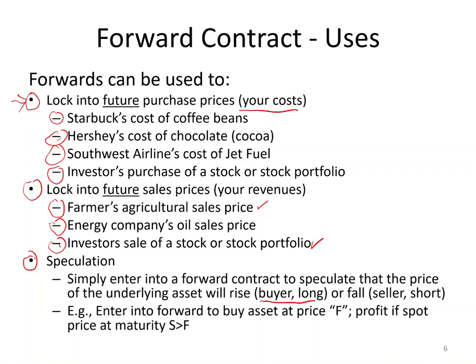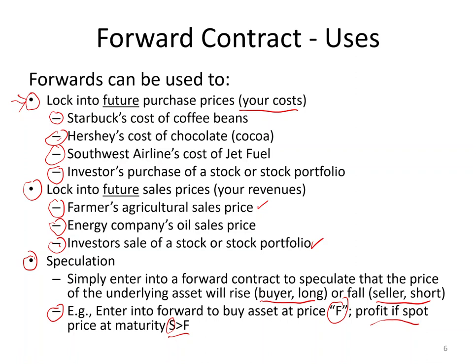Or if you think the price is going to fall, you would enter into a forward contract to sell the asset. At maturity of the contract, you would buy the asset at that supposedly cheap price in the spot market and sell the asset using the forward price. So that example is right here. If you enter into a forward contract to buy an asset at a price, we'll call it F, you profit if the spot price at maturity, we'll call it S, is greater than F. So it's just a way to speculate.